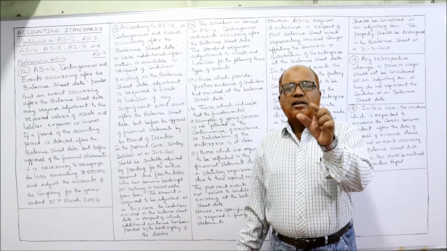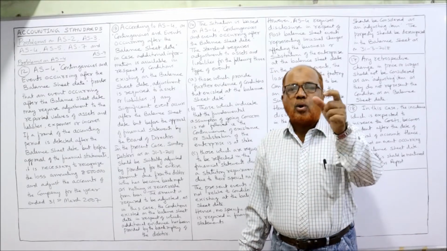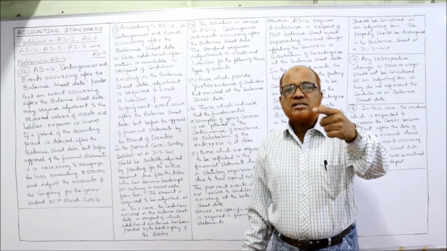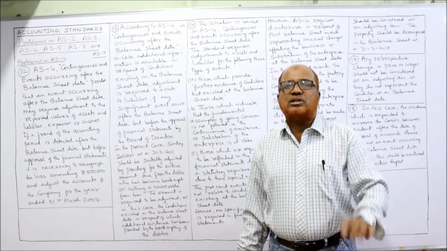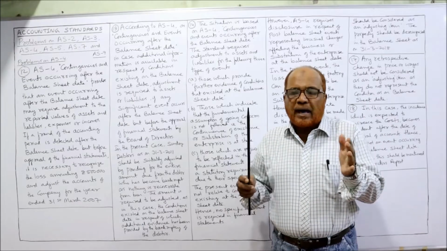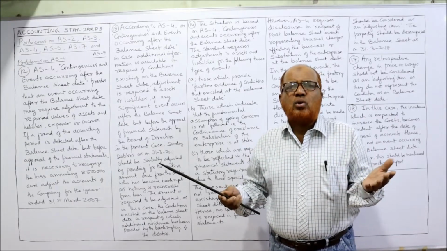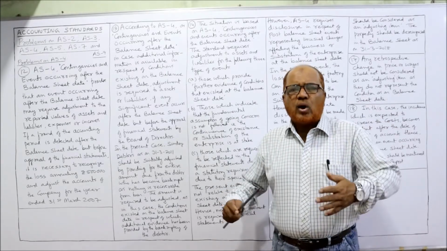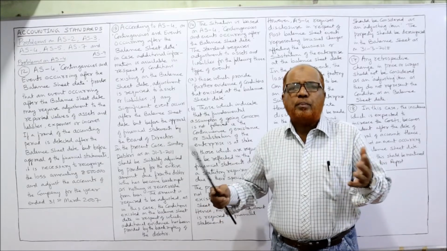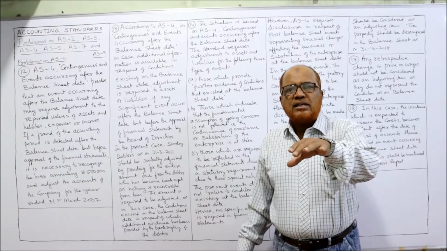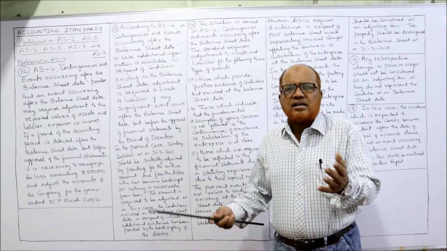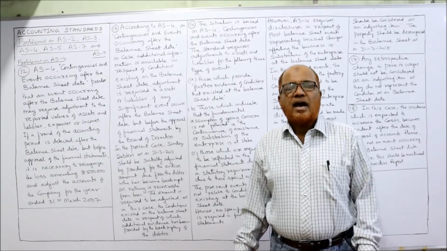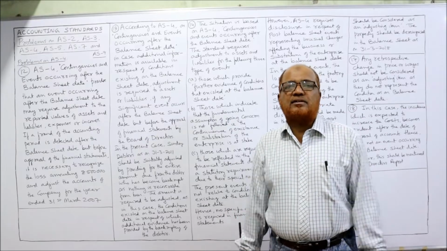AS4 says the item will be adjustable only if it provides additional evidence of the conditions existing on the balance sheet date. Here, when balance sheet date 31st March, there was no condition that fire will occur. There was no expectation, no opinion. That means this fire occurred unexpectedly. So this event is a non-adjusting event.